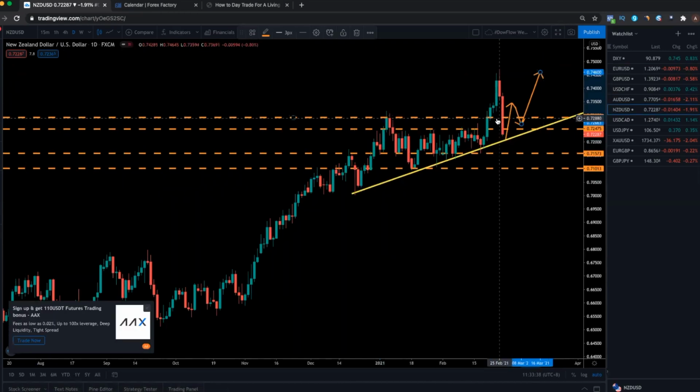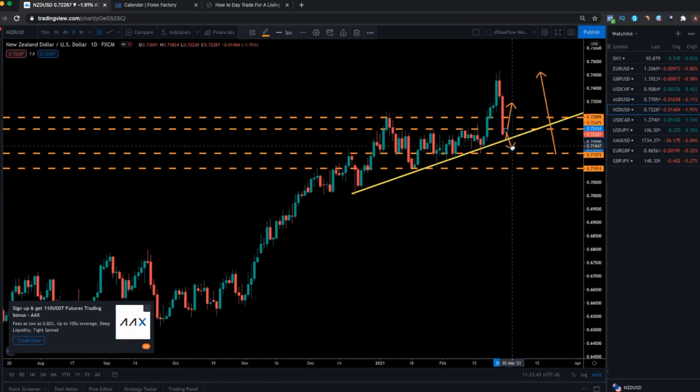Now, of course, price could also break downwards, in which case the next level will be this level over here. So if price breaks down, then you have this level here, which is kind of like the left shoulder, head, and right shoulder for the recent swing low.